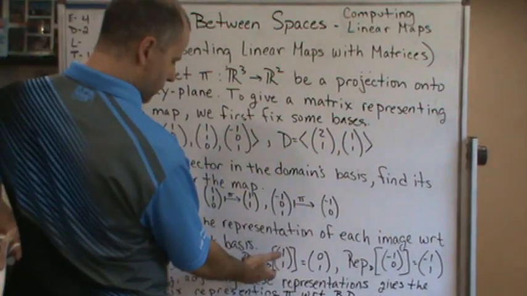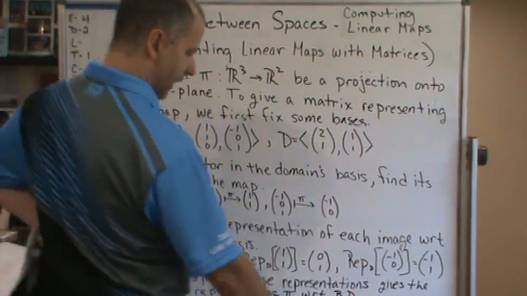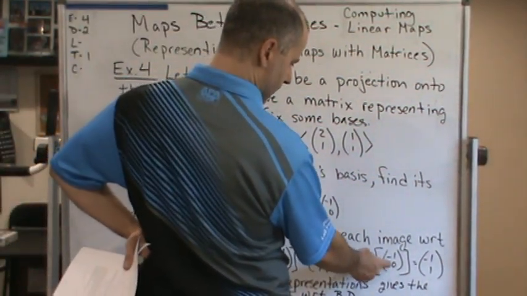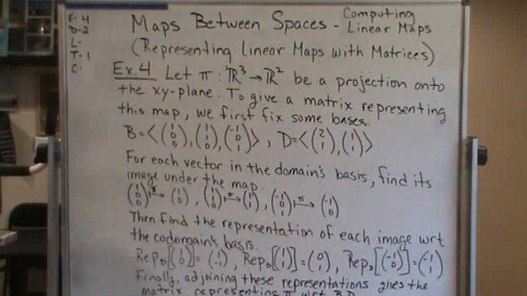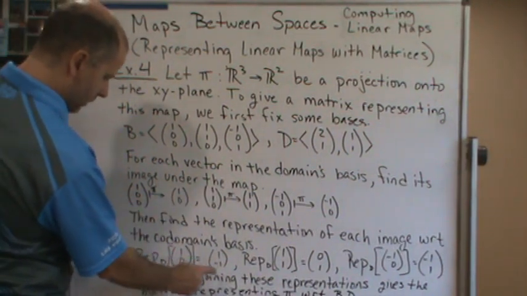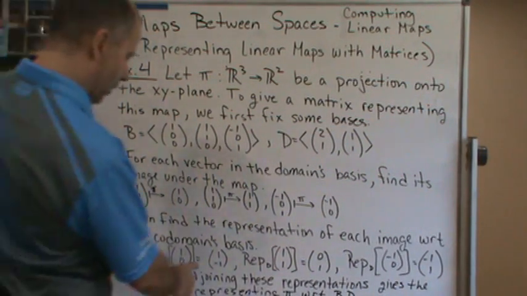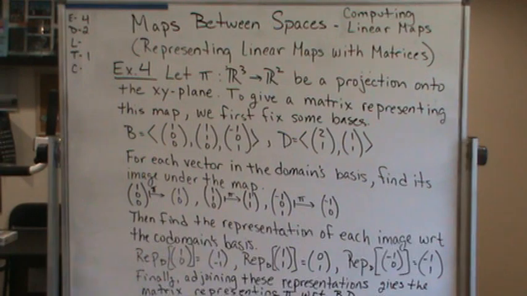And then the representation with respect to D of this image is equal to this, and the representation with respect to D of this image is equal to that. So that's the next step. We went from here to here, here to here, for each one. Now finally, we're going to join all of these representations to get our matrix that represents pi, the map, with respect to B and D. So now we've got that representation.